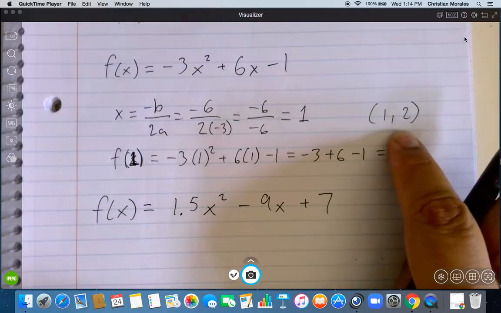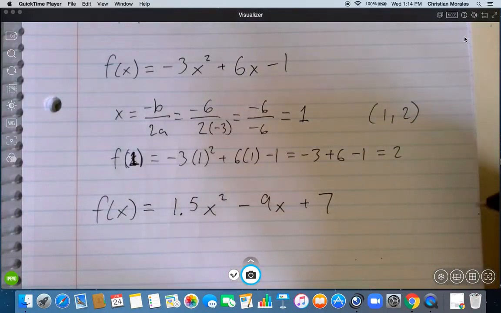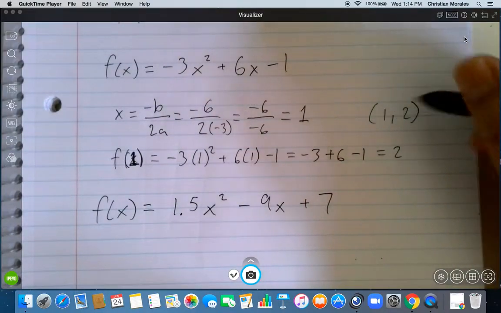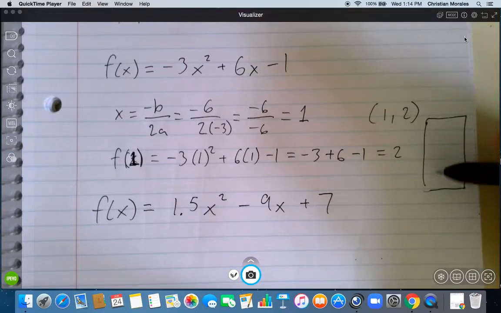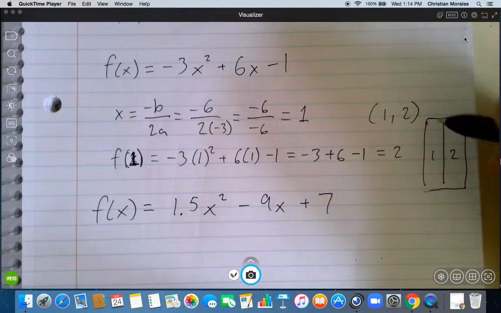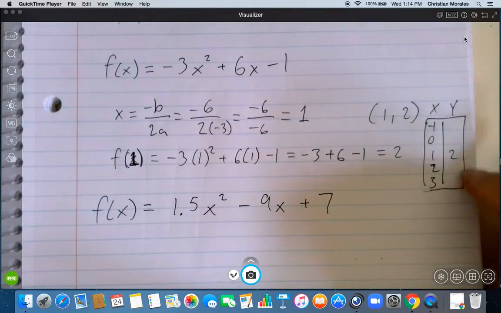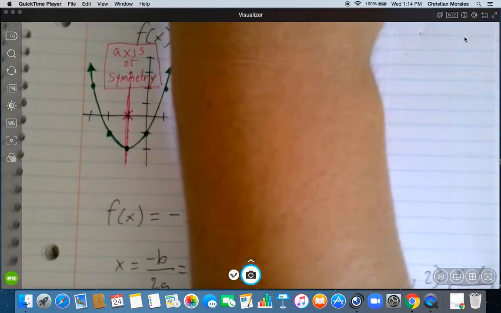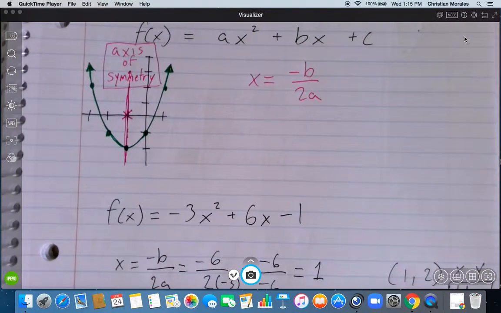If I wanted to graph it, what number am I putting in the middle of my table? I'm putting this number in the middle of my table. That's the next step to graph it. You would make a table with 1 and 2 in the middle, and then you put the numbers around it: 0, 2, negative 1, 3. You would make your table, plug them in for x, and that would give you your answers for y. That table you can then graph and turn into this. And that's how you're going to graph these.